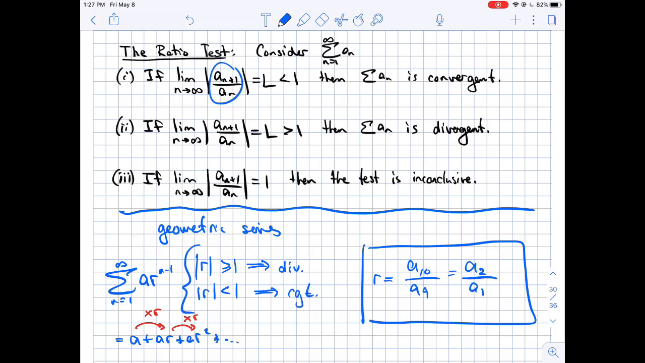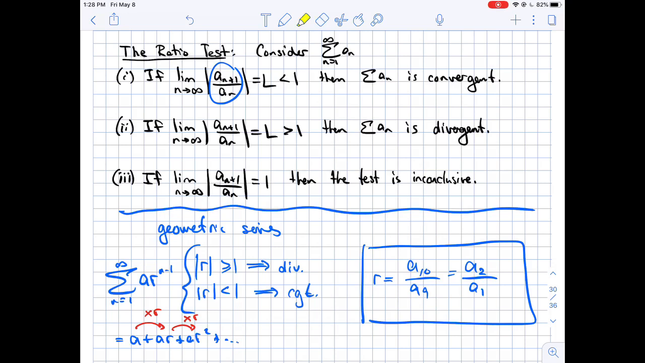So in the ratio test, what we are doing is comparing a_{n+1} to a_n. That's exactly the same sort of thing that we were doing with a geometric series, except that the ratio test works on any series, okay? Or it can potentially work on any series, not just series that are formed with exponentials, okay?